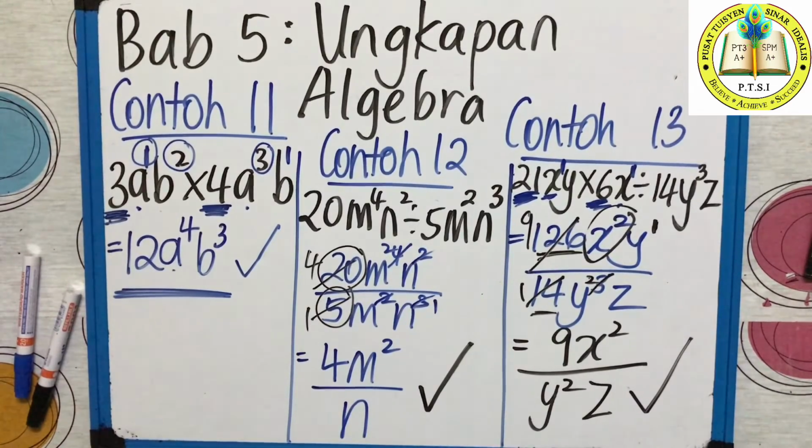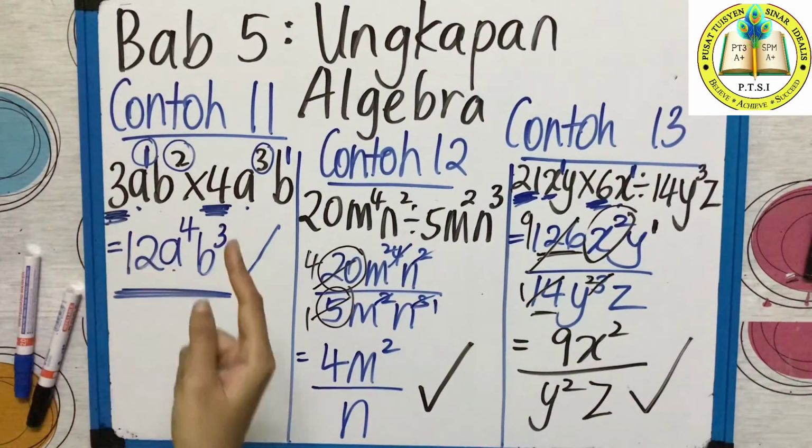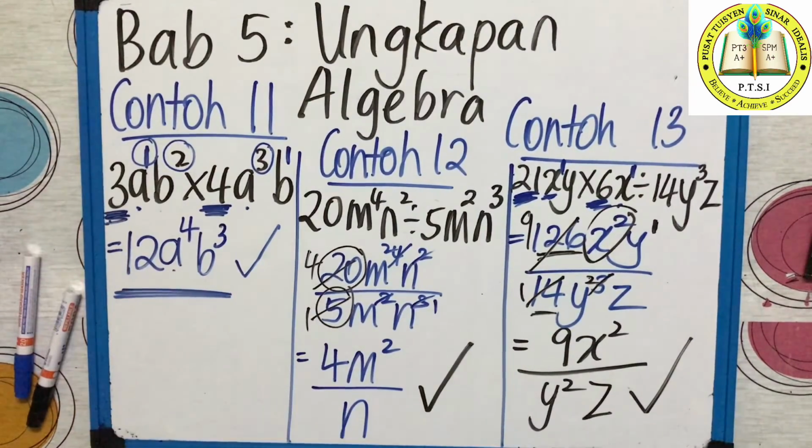So class, make sure you revise this again and again. Make sure there's no any silly mistake. Check your kuasa properly when you're doing this section. Okay, if the power you write wrong, your answer is wrong. Recheck.